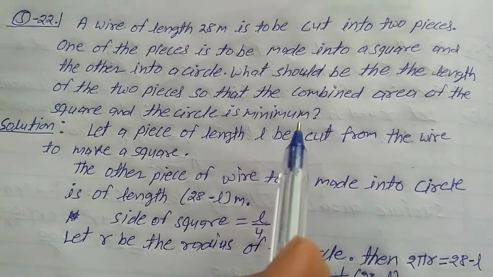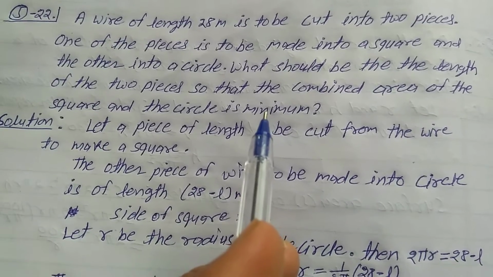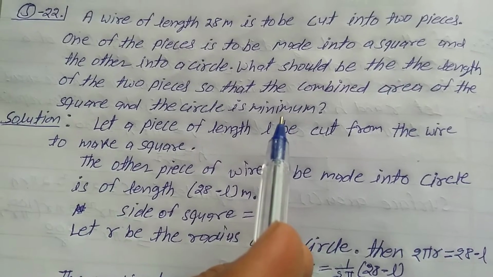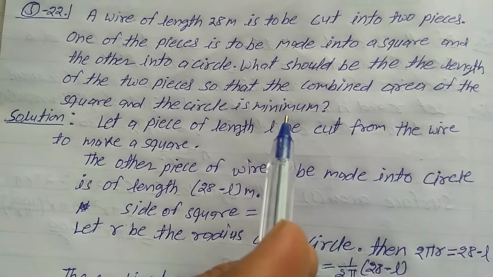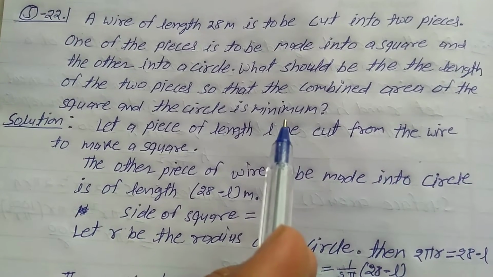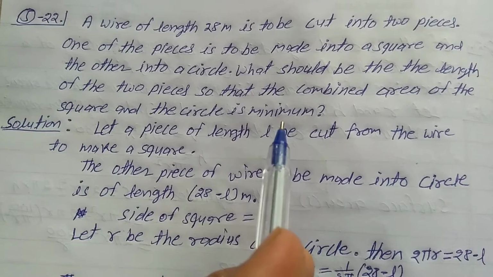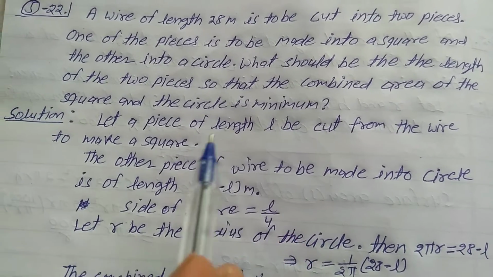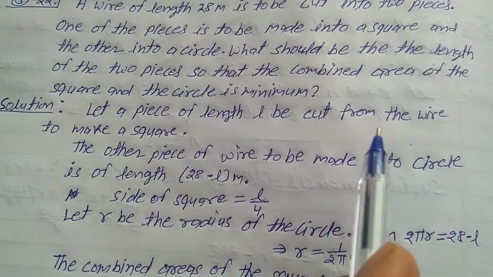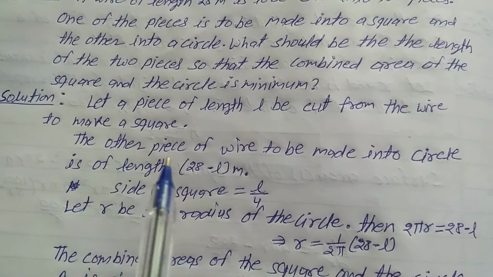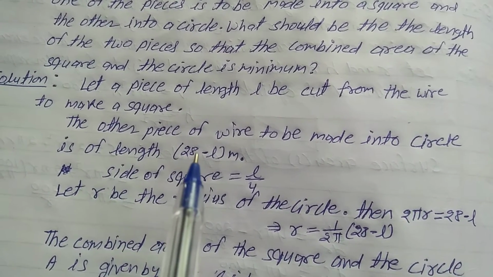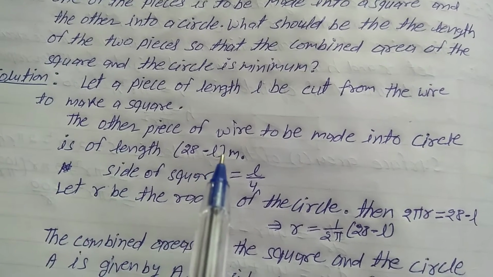It means that the given length of wire is cut into two pieces, one made into a square and the other into a circle, and the condition is that the combined area of the square and circle is minimum. So the solution starts. Let a piece of length L be cut from the wire to make a square. The other piece of wire, of length (28 minus L) meters, is made into a circle.